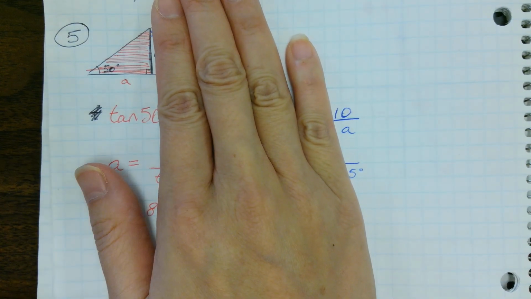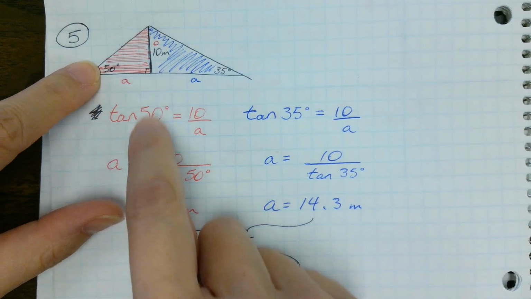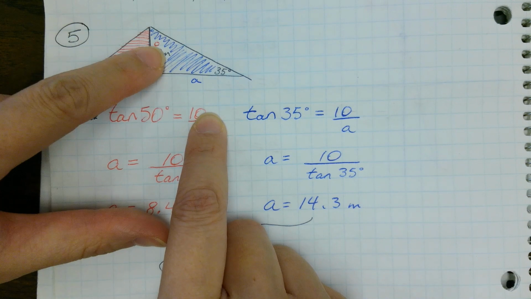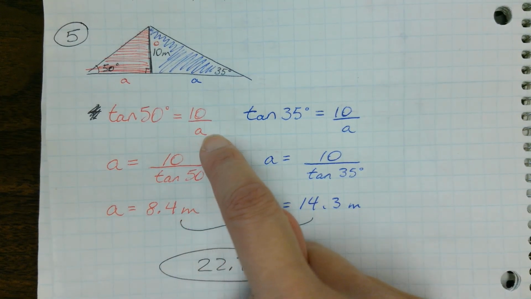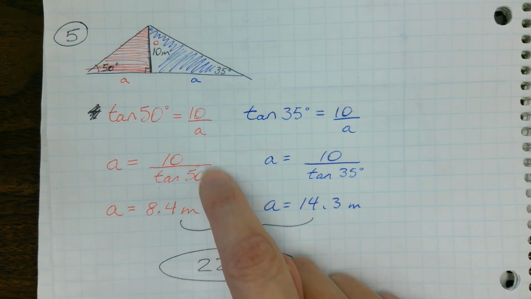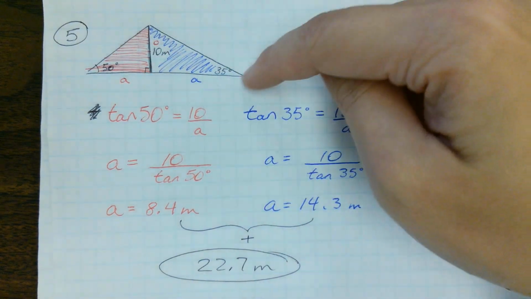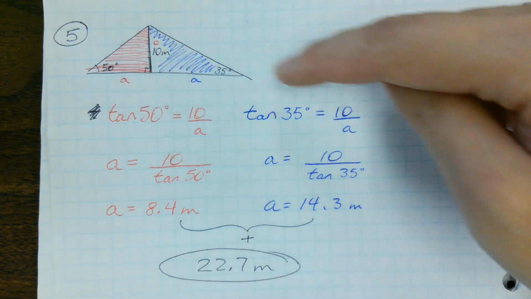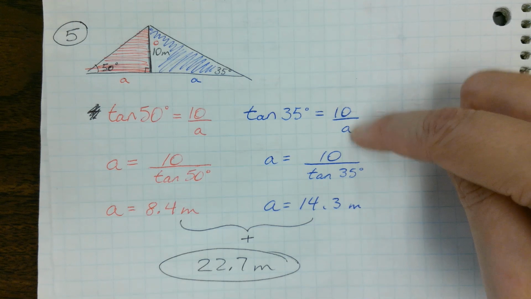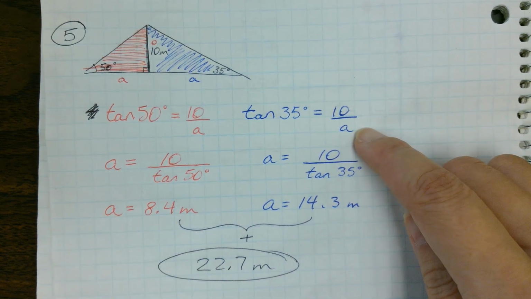We have to divide it into 2 parts. So notice if you do it like this, this is a right angle triangle, so I can do SOHCAHTOA. So tangent 50 degrees equals opposite, which is 10, over adjacent, which is A. Since my variable is on the bottom, I know I have to divide. So 10 divided by tangent 50 on the calculator, I get 8.4. Same thing on the other side. This blue triangle, opposite over adjacent. So tangent 35 degrees equals 10 over A.